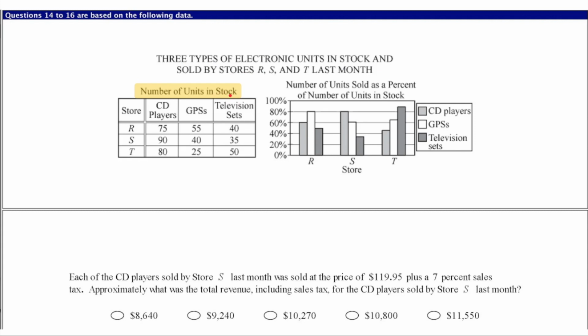Okay, so let's move on to the subtitles, which in this case are our column and row titles. So looking down the side, we have the store, R, S, and T. And then along the top, we have the different types of units.